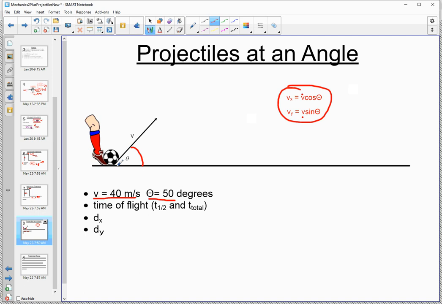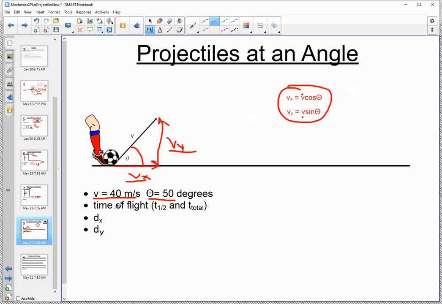So you're going to find the x component of the velocity, vx, and you're going to find the y component of the velocity, vy. That would get you started on the problem. Once you have the x and the y, then you don't ever look at this v of 40 meters per second again. Everything you put into your equations is going to be either the x or the y velocities.